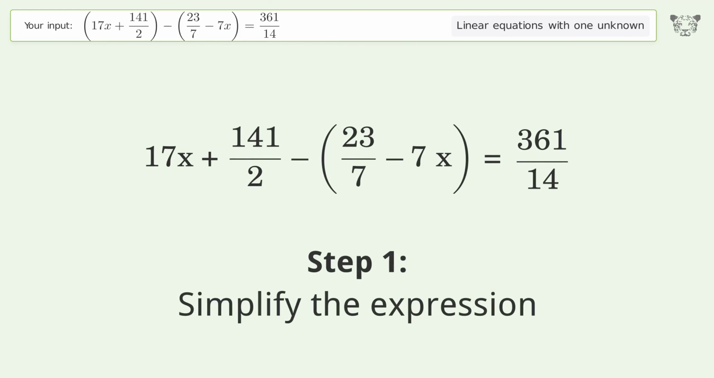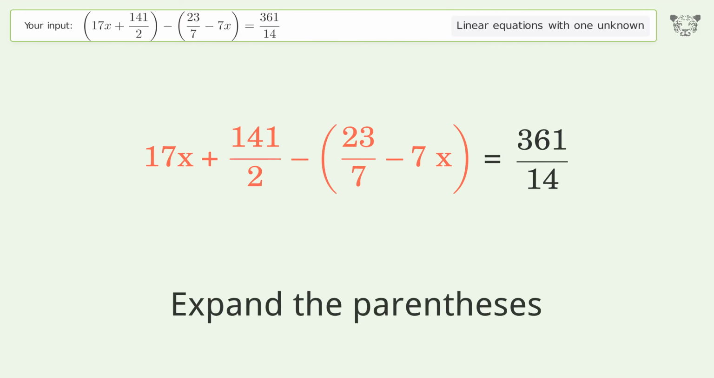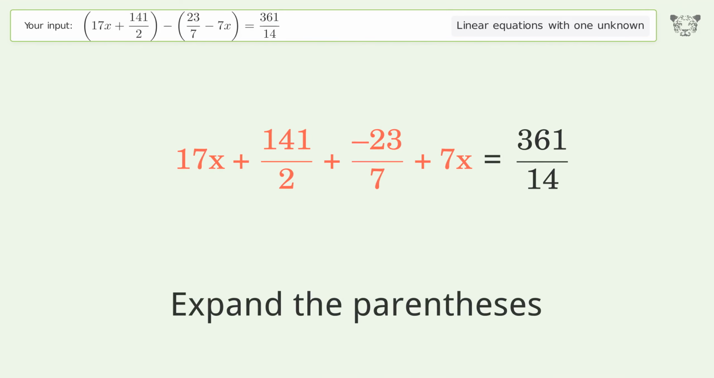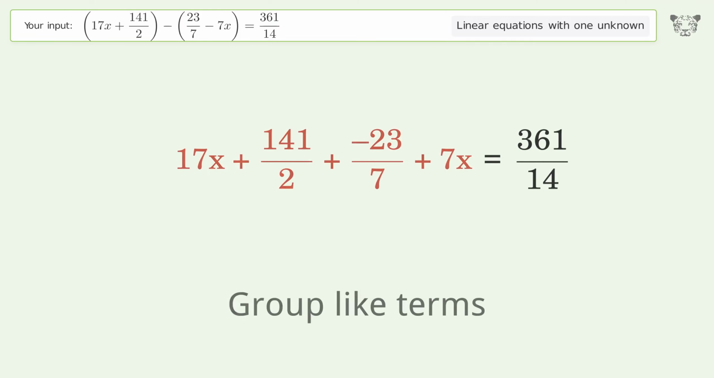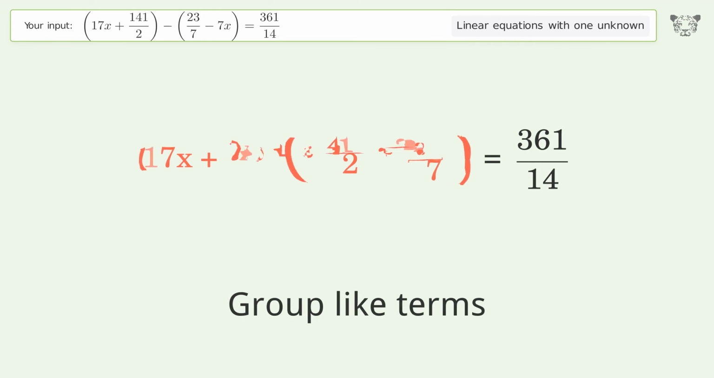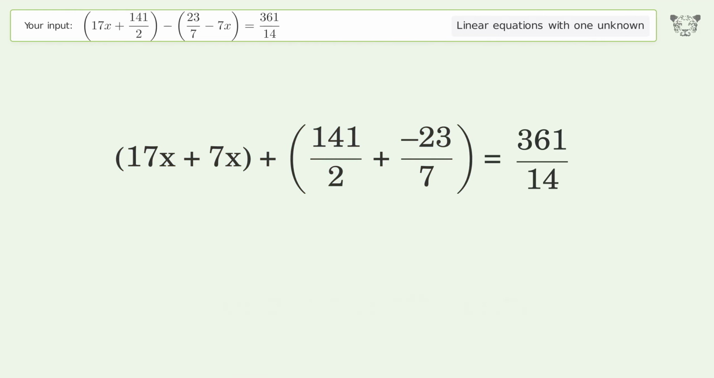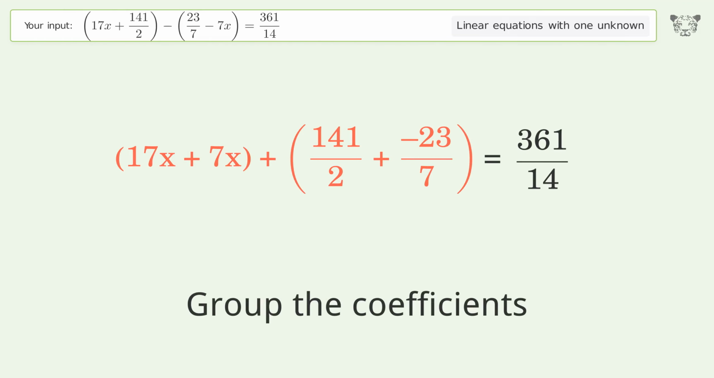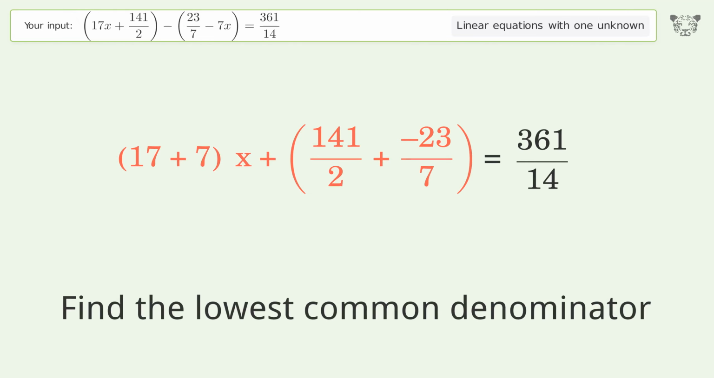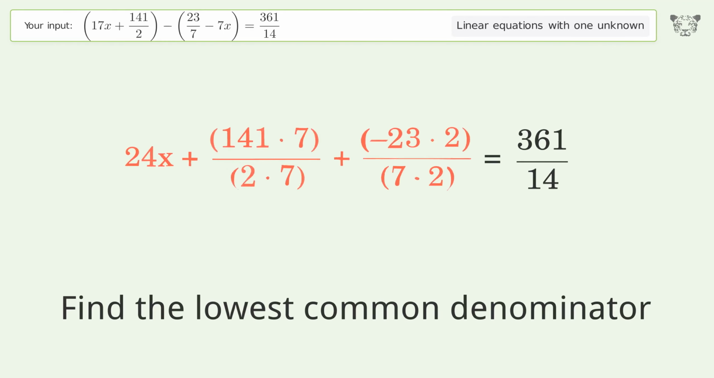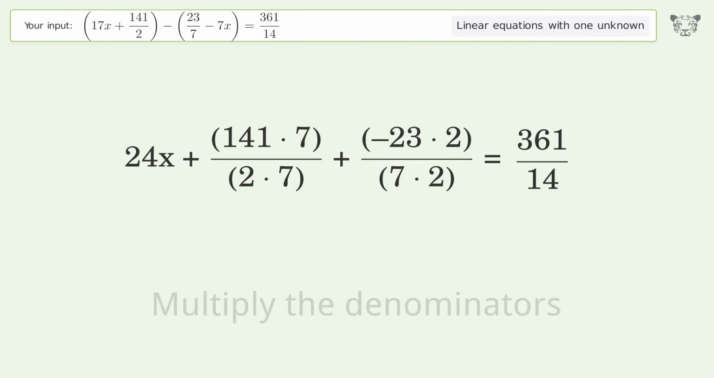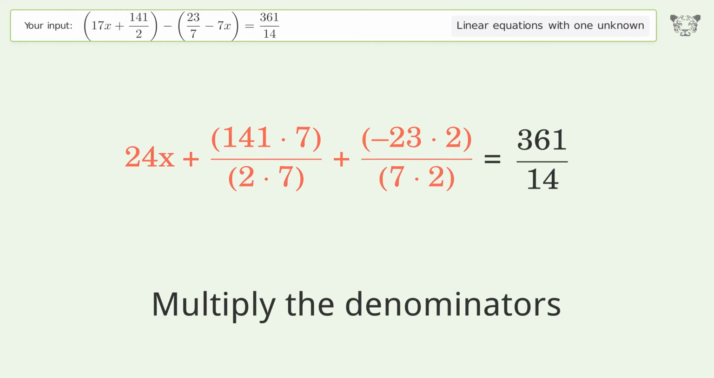Simplify the expression. Expand the parentheses. Group like terms. Group the coefficients. Find the lowest common denominator. Multiply the denominators.